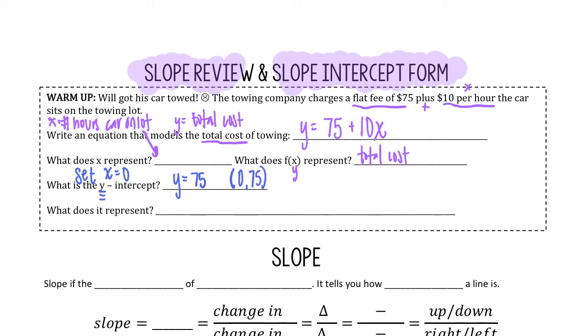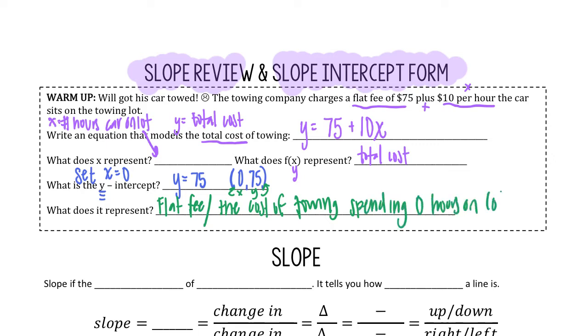Now think about contextually what this represents. Remember, this is our x, this is our y. Our x stands for the number of hours on the car lot. So if it is 0 hours on the car lot, it is going to cost $75. So you can kind of think about it like the flat rate fee that you're going to pay for the towing. You can call it the flat fee, or you can say the cost of towing, spending 0 hours on the lot.